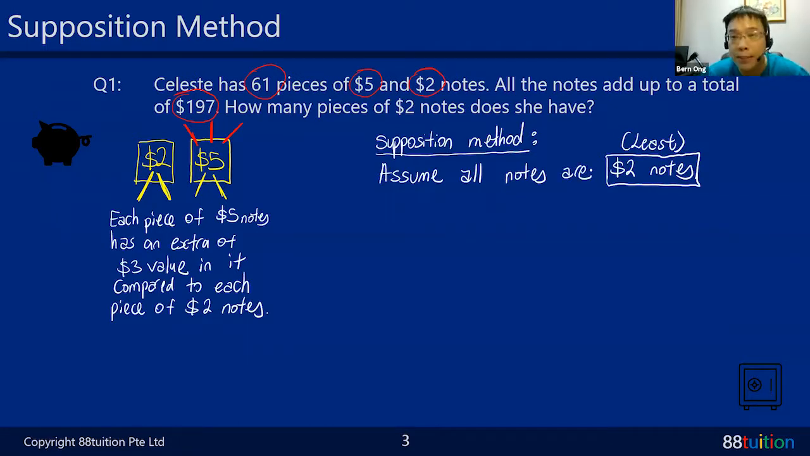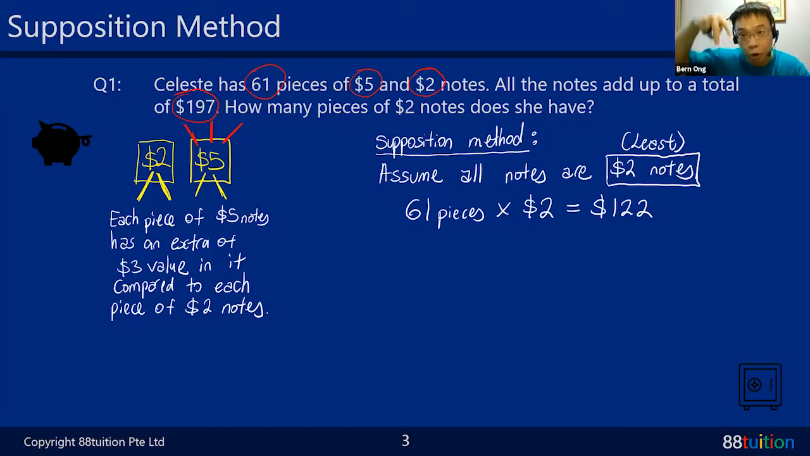So how many pieces of notes do I have? The question says I have 61 pieces. So 61 pieces times $2, if all of them are $2, that means I have $122. Or in primary 3, primary 4, I taught them that $2 notes have two legs on the ground, and $5 has two legs on the ground and three hands in the air. What happened? 61 times 2 legs, you have 122 legs on the ground.